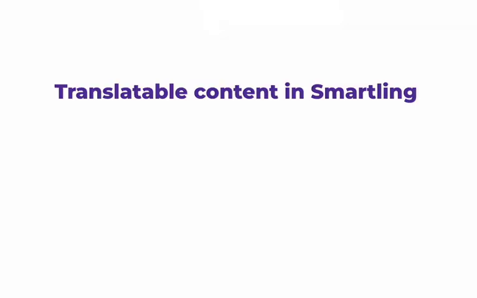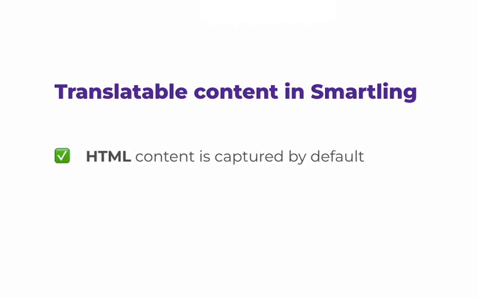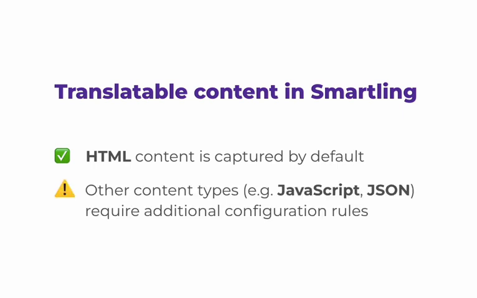Once the page has been browsed, the source content is now available for translation in Smartling. While HTML content is captured by default when your website is browsed, other content types, such as JavaScript or JSON, require some additional attention in order to be ingested correctly. Please feel free to contact your Smartling representative for further guidance when configuring your GDN project.